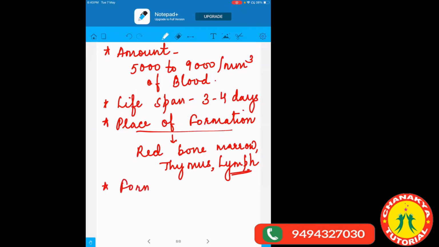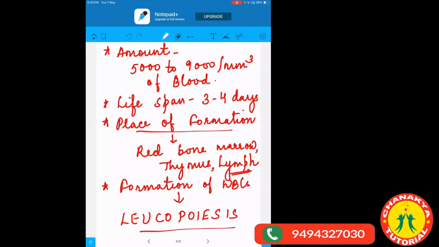Then the process of formation of WBC is called as leukopoiesis. So in the case of the RBC, it was called as erythropoiesis, whereas in the WBC, it is called as leukopoiesis.